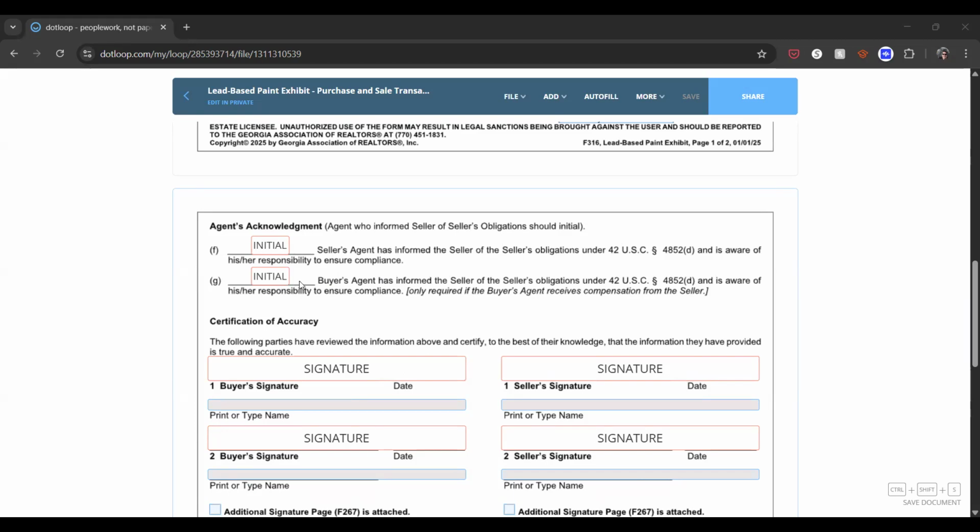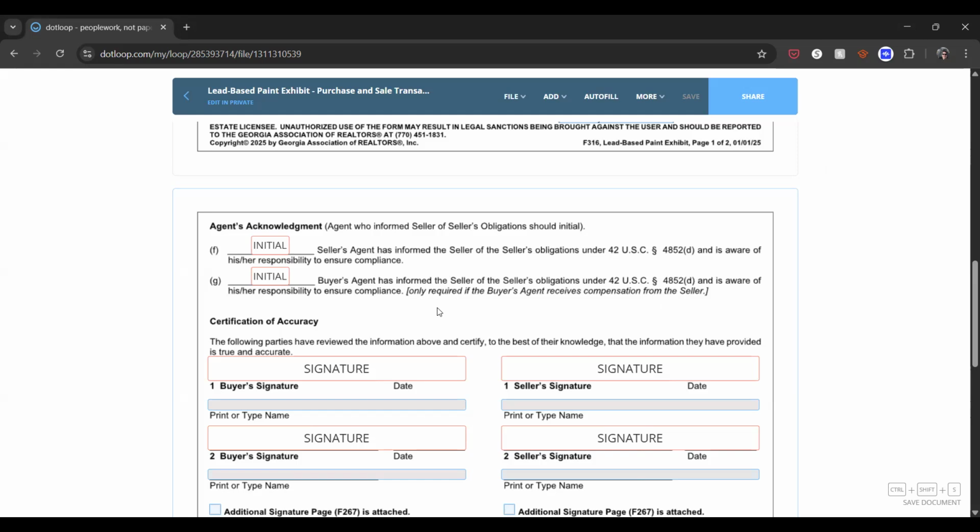In my opinion, shouldn't F and G reference that, since they're so thorough? Well, they're not that thorough, Dan. Come on. Yes, it should, I understand, but it doesn't. And part of the thing that people have gotten hung up on is this phrase: only required if the buyer's agent receives compensation from the seller.